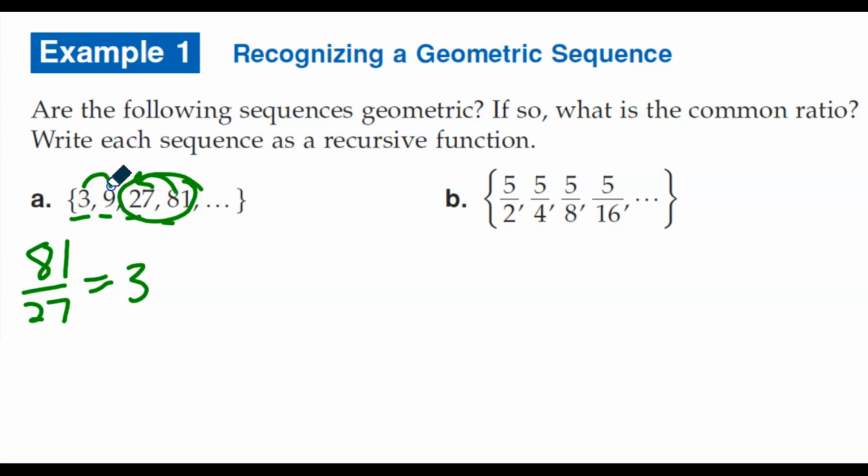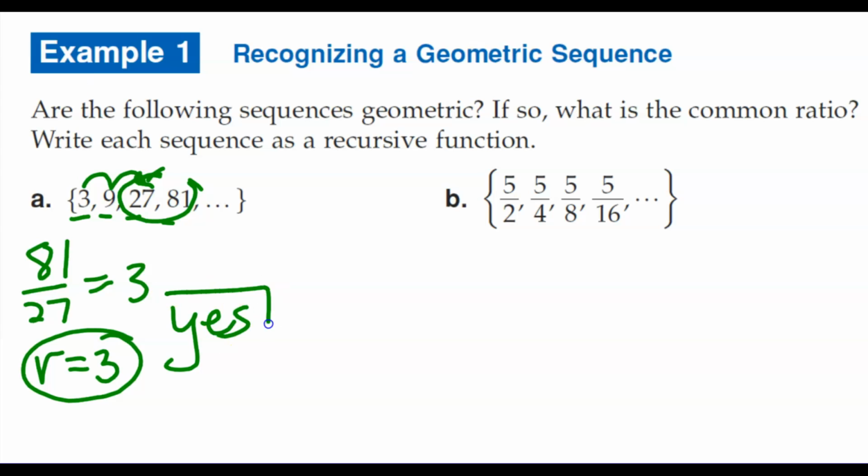Is 3 times 3 9? Yes. Is 9 times 3 27? Yes. Is 27 times 3 81? Yes. There is a common ratio. This is a geometric sequence, and the common ratio is 3. So the answer is yes, and the ratio is 3.